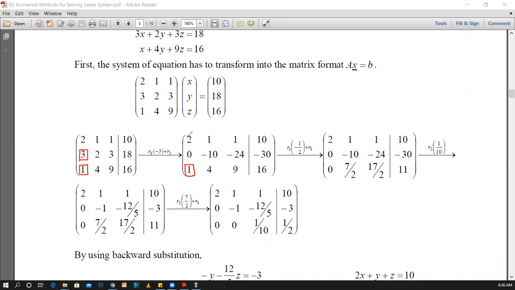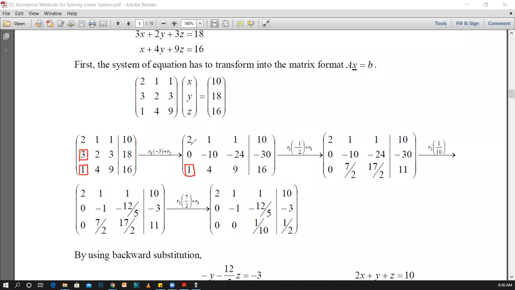If you see row number 1, the first element that you can see in row number 1 is 2. Now think about it: if you multiply this row number 1 with minus half, then you can easily make this place minus 1. Then minus 1 and plus 1 make this value 0. Therefore, I am using row number 1 to make the first element of row number 3 as 0.